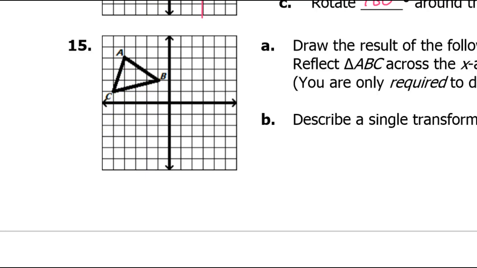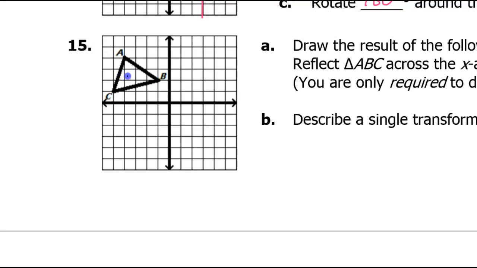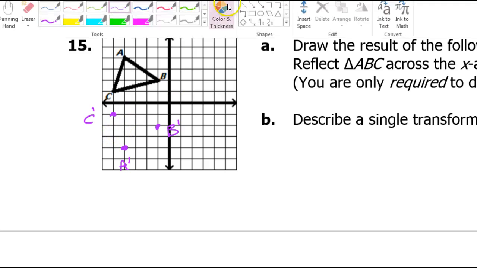Okay, reflecting across the x-axis is so simple that I think I will just use common sense for this one. So if I reflect across the x-axis, look at point A. This is, let's see, 2, 4. This is 4 units above the x-axis. So I'm going to go 4 units below the x-axis. So this will be A prime. Okay, and then B prime would be here, and C prime would be here. Alright, so A prime, B prime, C prime. Alright, maybe I'll go ahead and connect those.